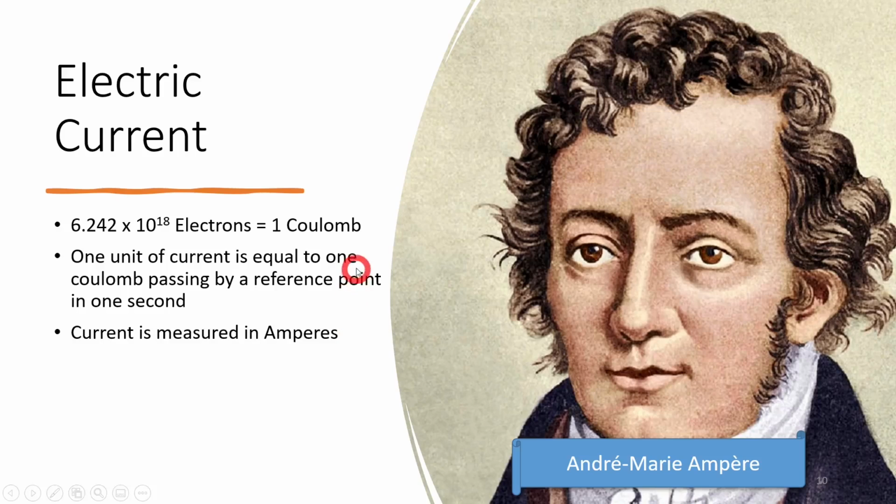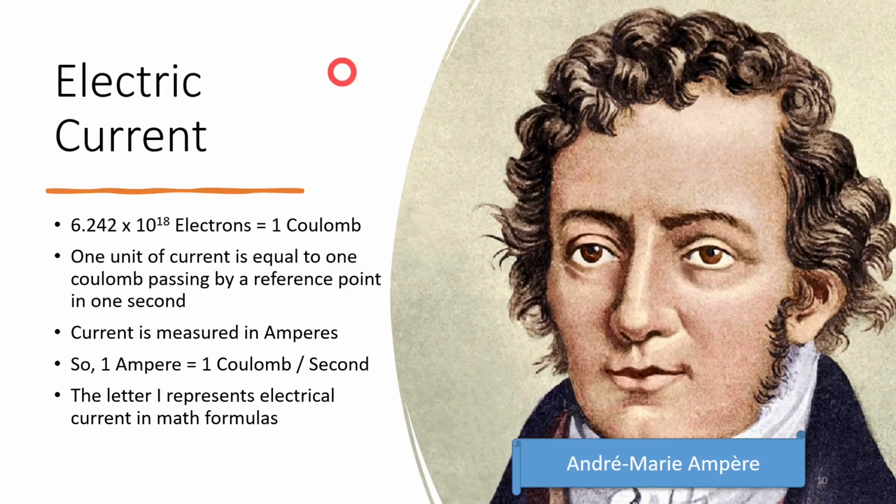Current is measured in amperes, and that was an honor given to this scientist, Ampere, for his study on the measurement of electrical current. So our equation then is 1 ampere, or 1 amp. We always shorten ampere because it's a long word. 1 amp equals 1 coulomb in 1 second.